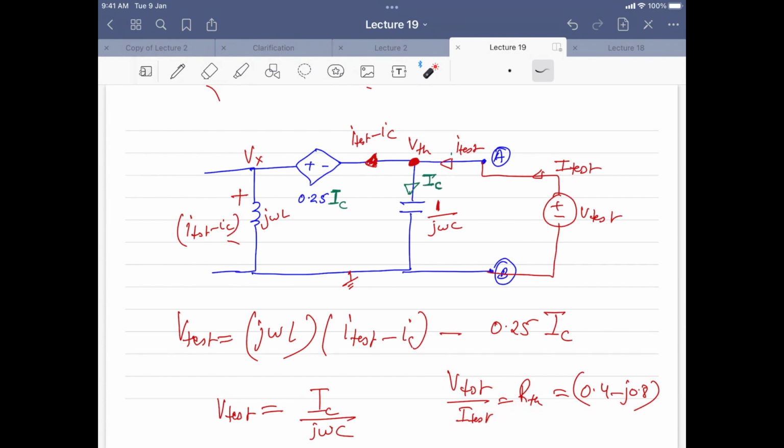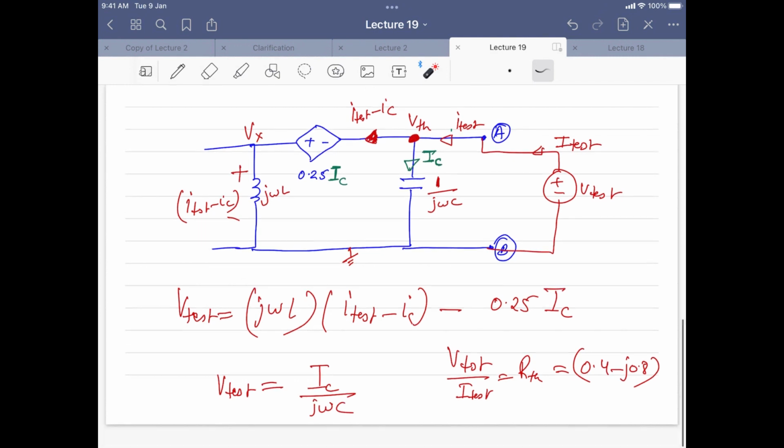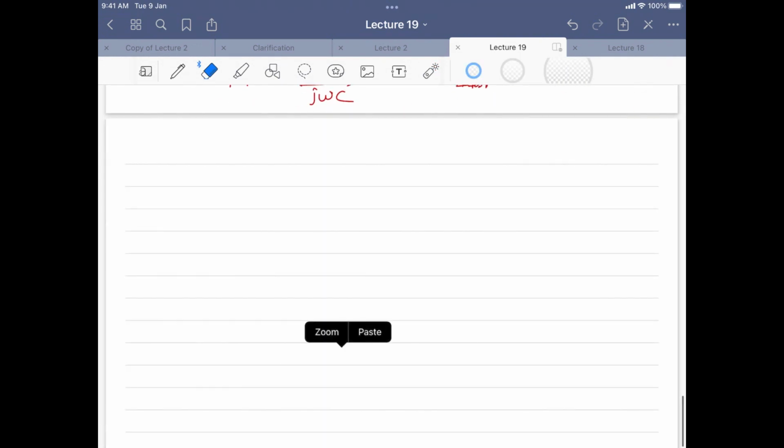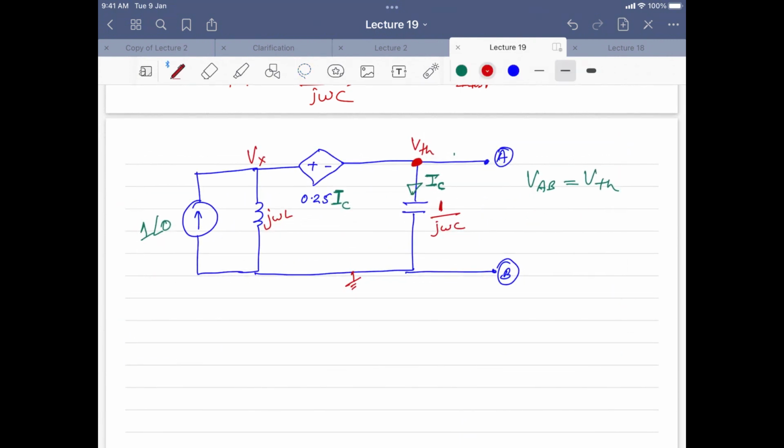Another simple way of doing this is, just a minute, I'll just put it here. So there are two ways of solving it. The second way is you can put a short circuit here.